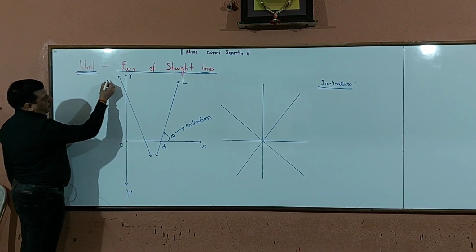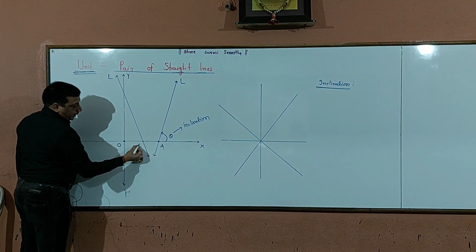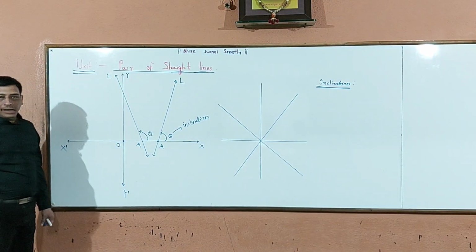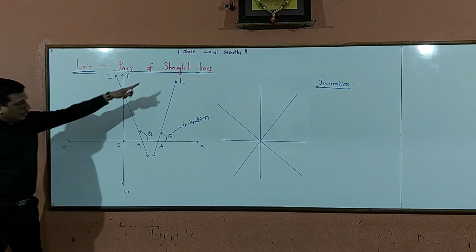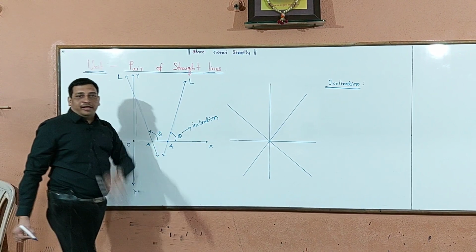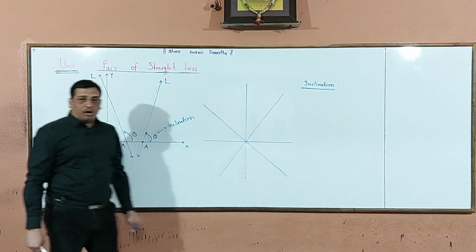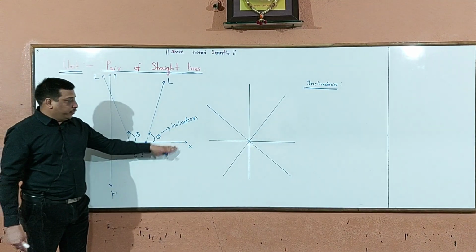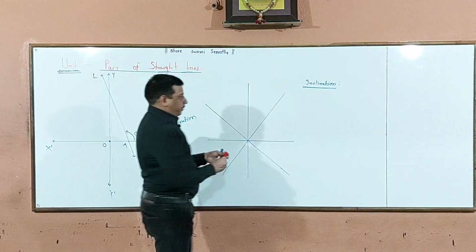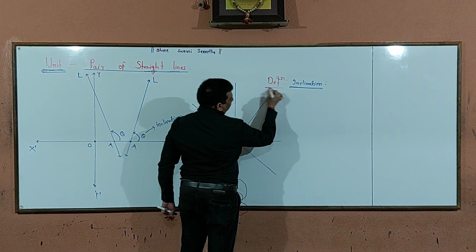Again, the same here, line L. Let the line L meet the x-axis at the point A. Then theta is called the inclination of the line L. That is, the angle made with the positive direction of the x-axis is called the angle of inclination. So this is the definition of inclination.